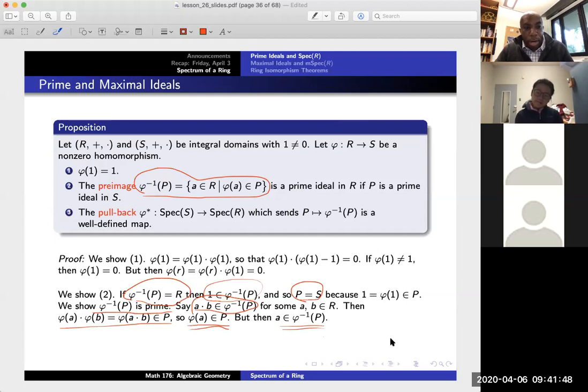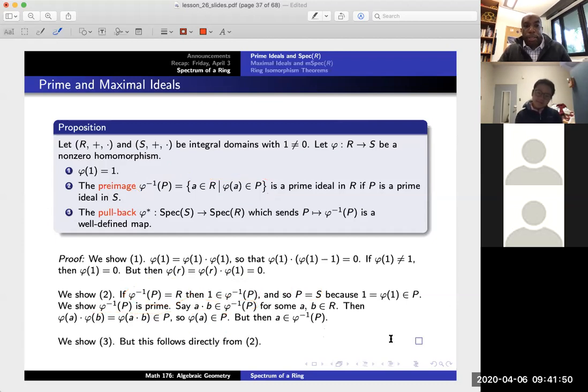All right, now we can do the third one, but the third one's a little bit silly because statement 3 follows directly from statement 2. I just finished saying that if P is a prime ideal, phi inverse P is a prime ideal. So that's what it means to be a well-defined map. It just sends prime ideals to prime ideals. That's what this pullback does. It takes a prime ideal P to another prime ideal phi inverse P.